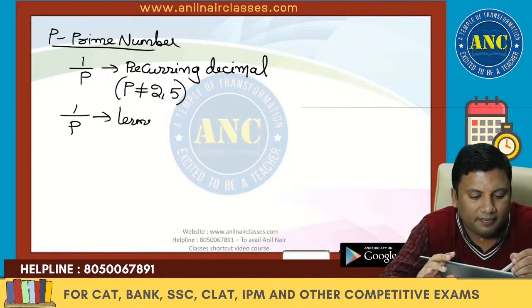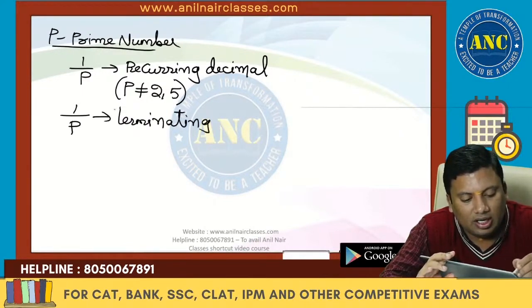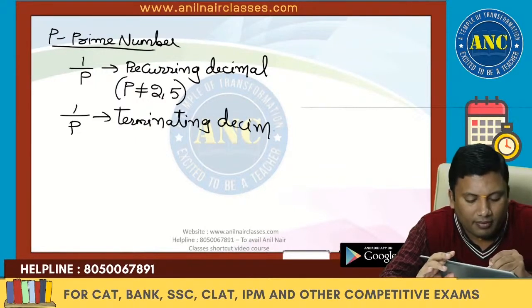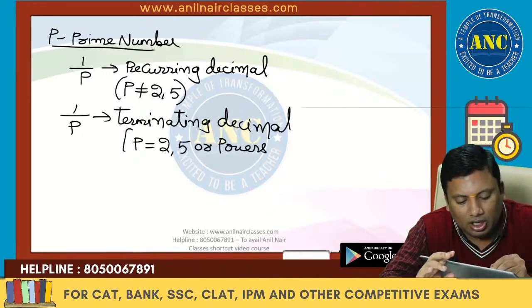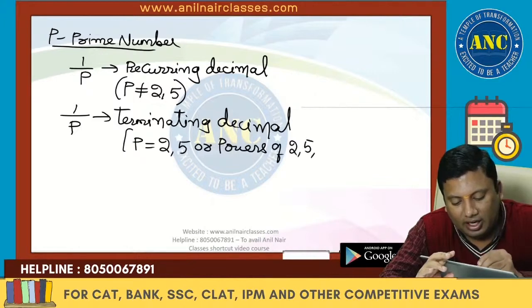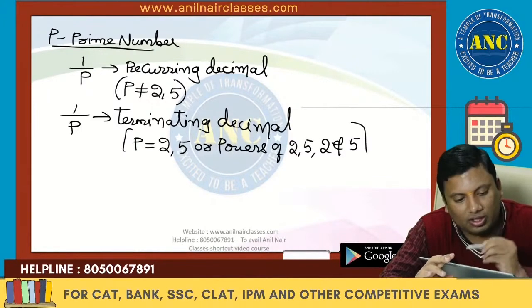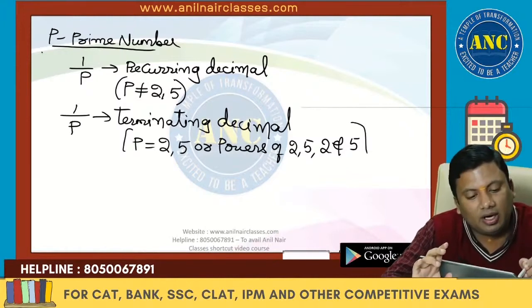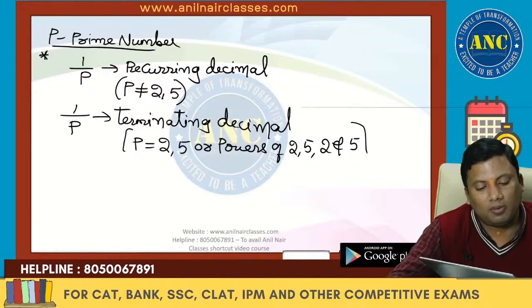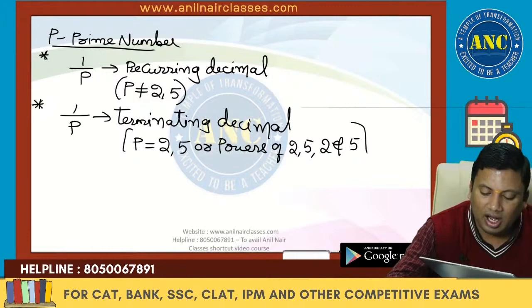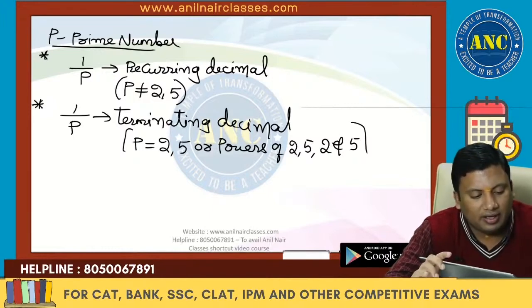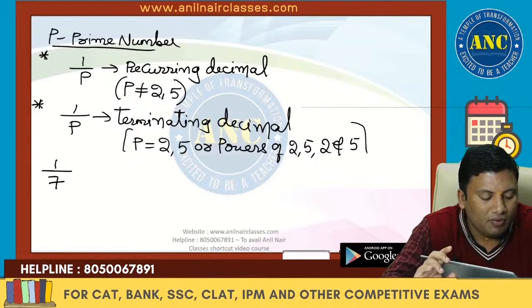Sorry. When 1 by P, it is a terminating decimal when P is equivalent to 2, 5, or powers of 2, 5, and 2 and 5. Please make a note of it, sir. 1 by P is a recurring decimal when P is not equivalent to 2, 5. 1 by P is a terminating decimal when P is 2, 5, or powers of 2, 5, and 2 and 5.